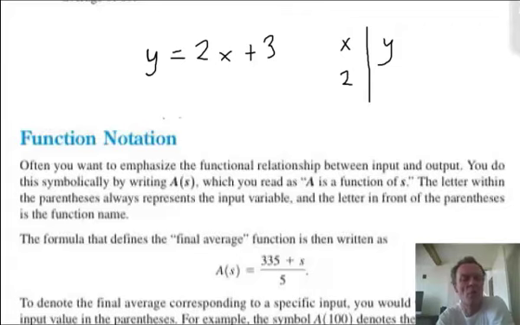Right, I'm just going to cover function notation. And don't overcomplicate this. It's just kind of how we write the function equations. Imagine we have this from an earlier section. Okay, so here we go. So y equals 2x plus 3.